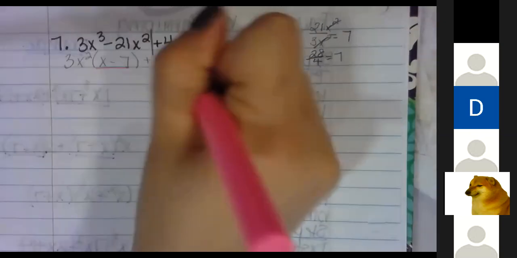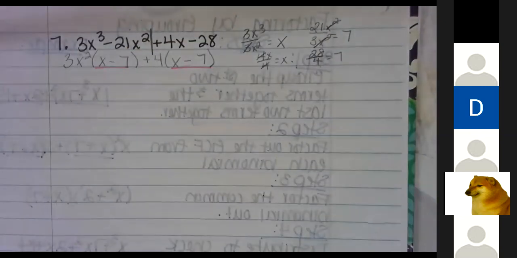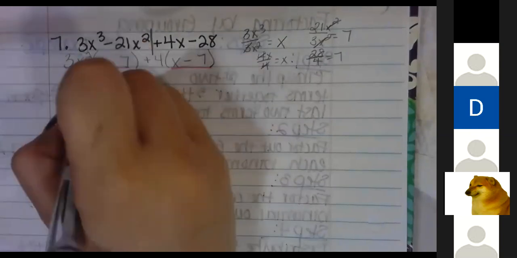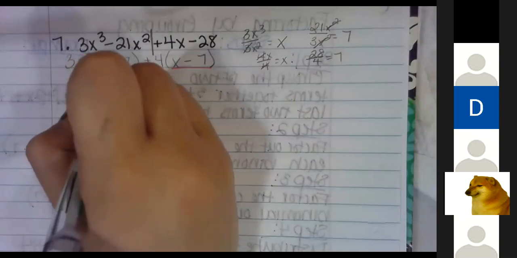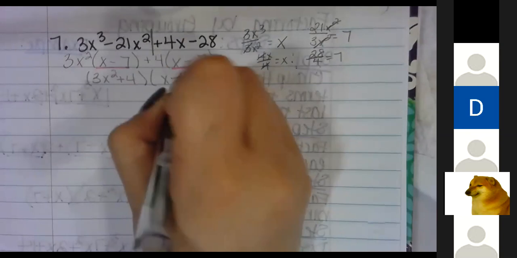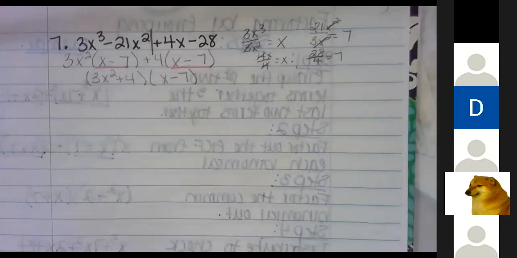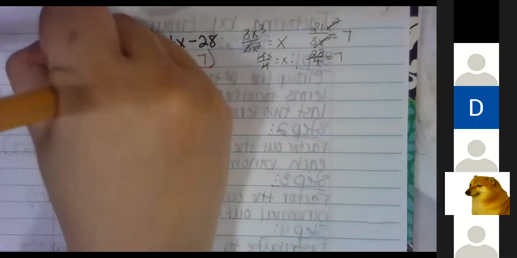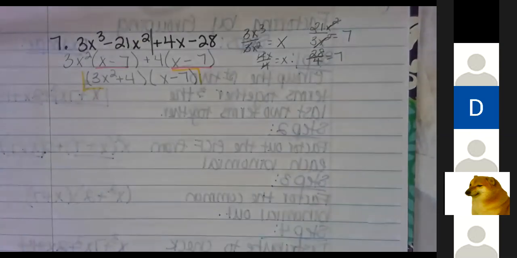And then note we have x minus 7, x minus 7 in the middle. They're the exact same. So then we factored out 3x squared plus 4, and that left us with x minus 7 inside parentheses. And that's good.